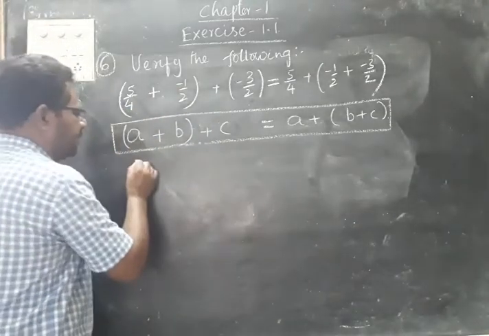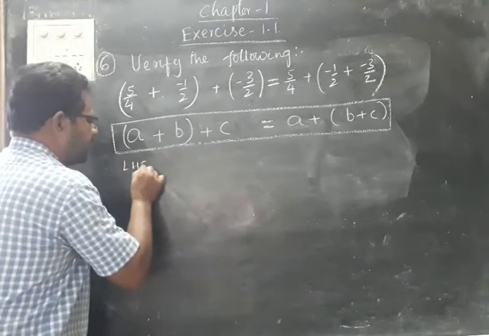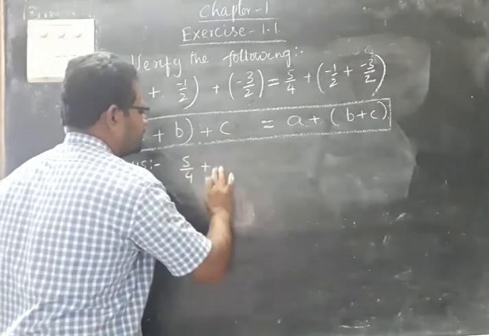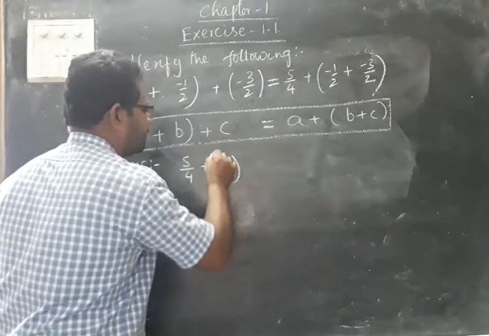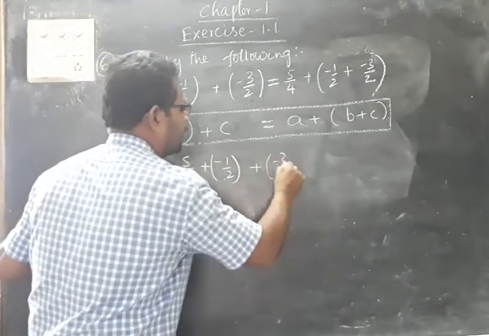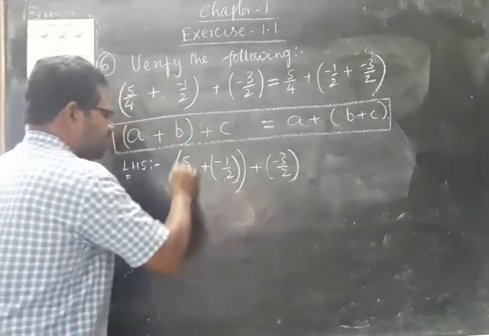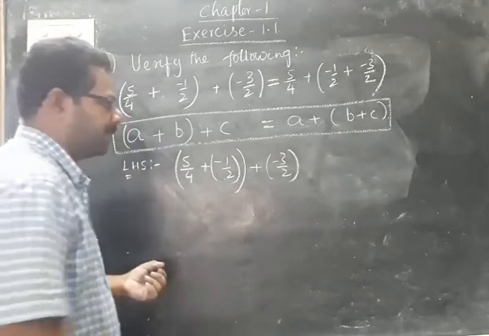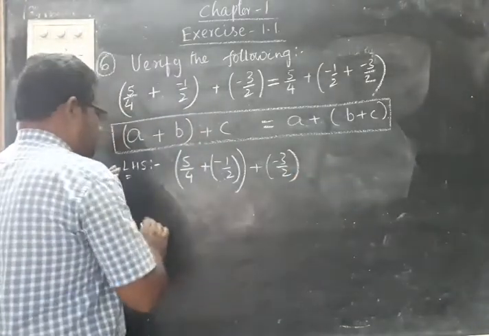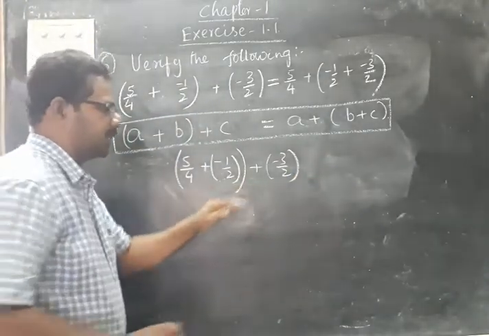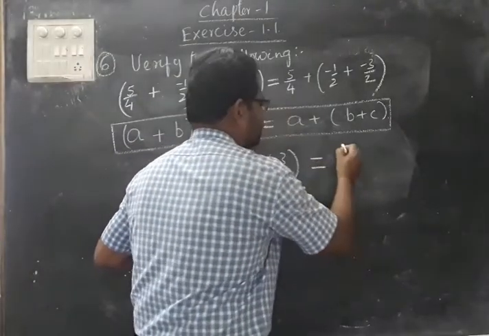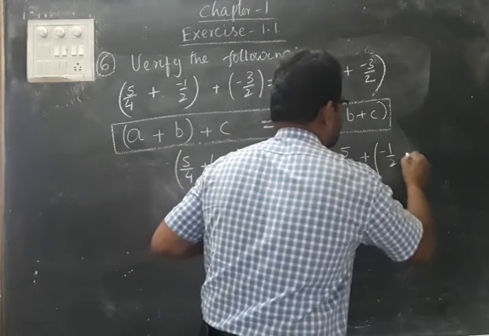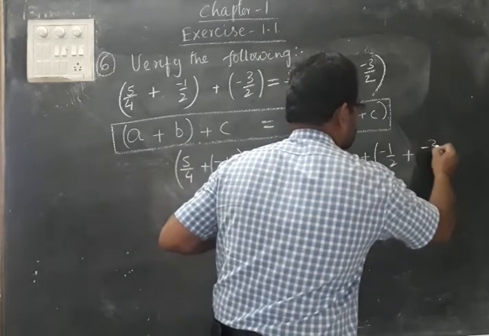Take the left hand side. What they have given is (5/4 + (-1/2)) + (-3/2). First, what is there in the bracket should be simplified. And there is no need to do only the left hand side; both sides we can take. This is equal to 5/4 + ((-1/2) + (-3/2)).